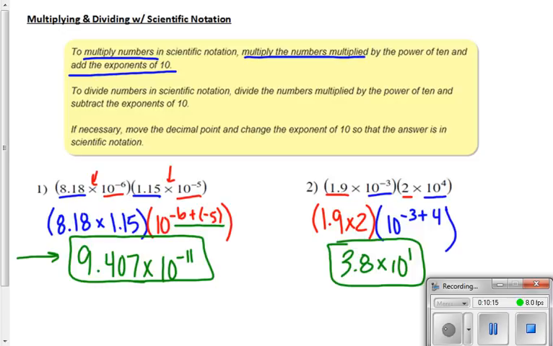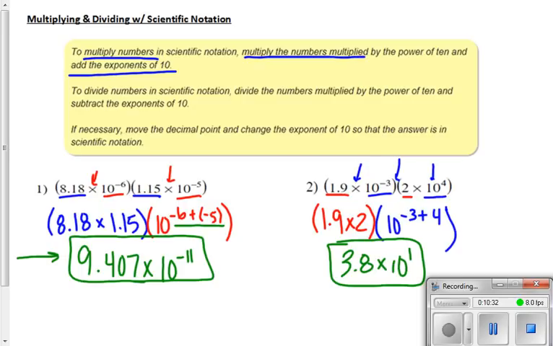1.9 times 2 gives us 3.8. And we add the powers of 10 because this is, again, multiplying. Everything is multiplying. When you multiply, you add those exponents when they have the same base, giving you 10 to the first power.